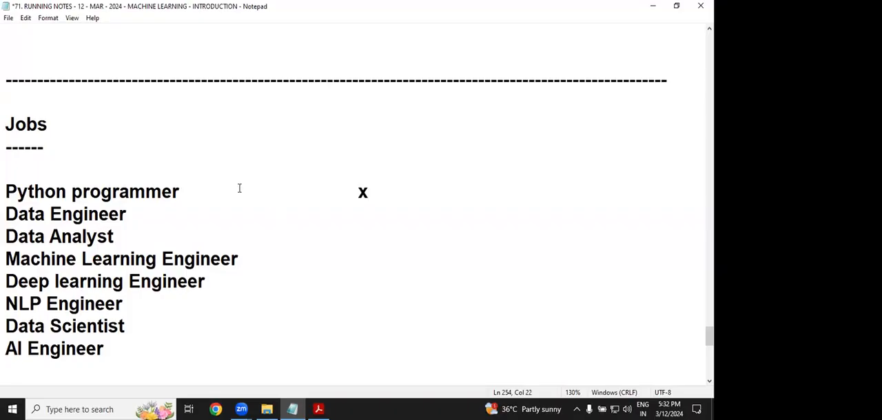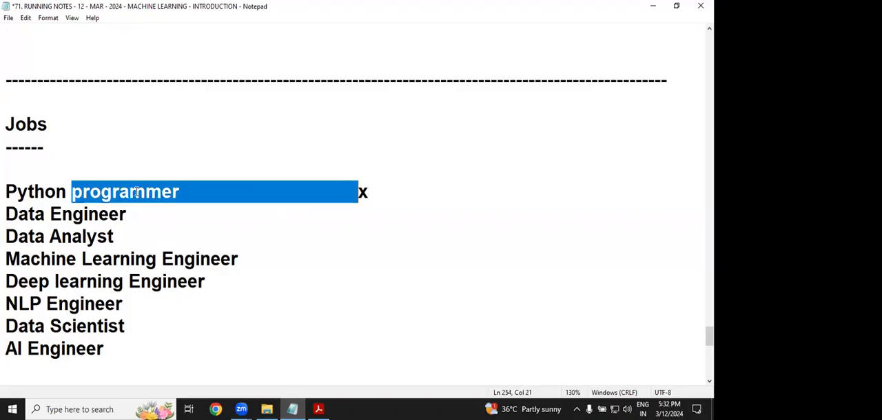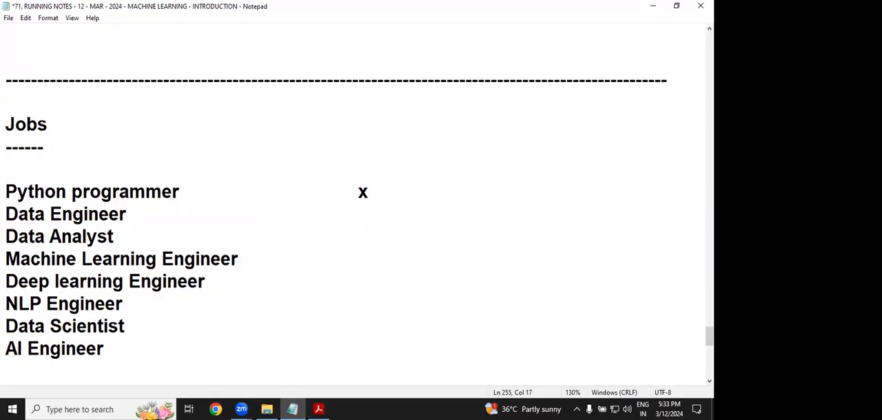What is that one? Python programmer. Why? Because as a web application developer, if you enter as a Python programmer, you only write Python code. There is no model creation, there is no data analysis. If anyone is interested, you can go for this, but still I cannot recommend it. This one is also okay.